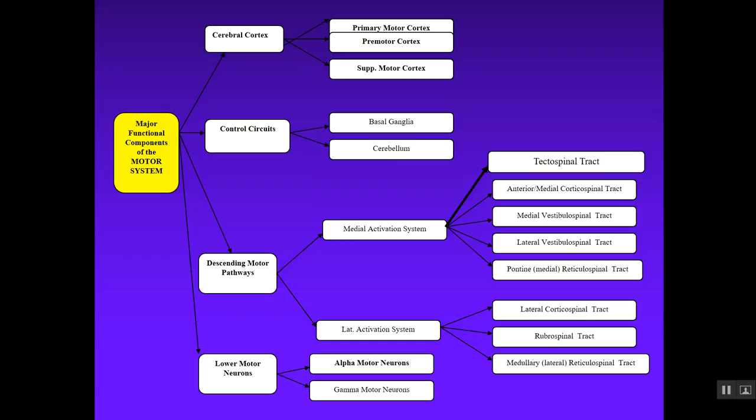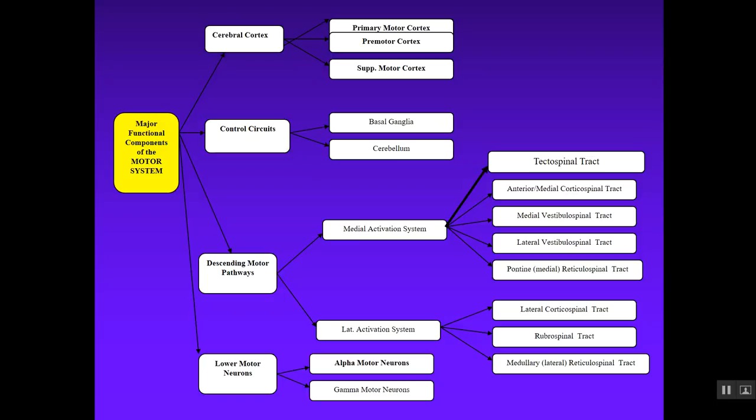So you'll see here on the medial activation system, we have 5 separate tracks. Tectospinal, the anterior or medial corticospinal tract, the medial vestibulospinal, the lateral vestibulospinal, and then the pontine reticulospinal tract. Understand that your current textbook does not mention the tectospinal tract. The current edition, the previous edition does mention the tectospinal tract.